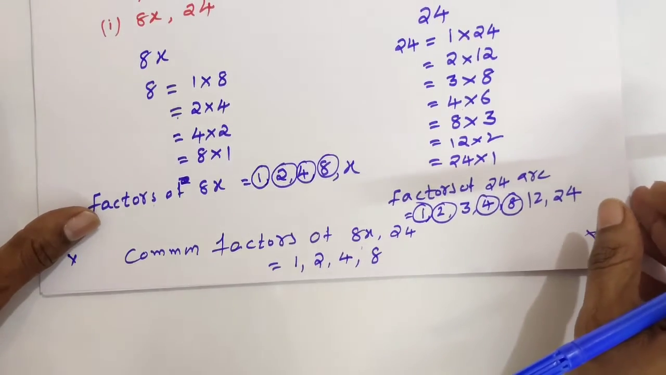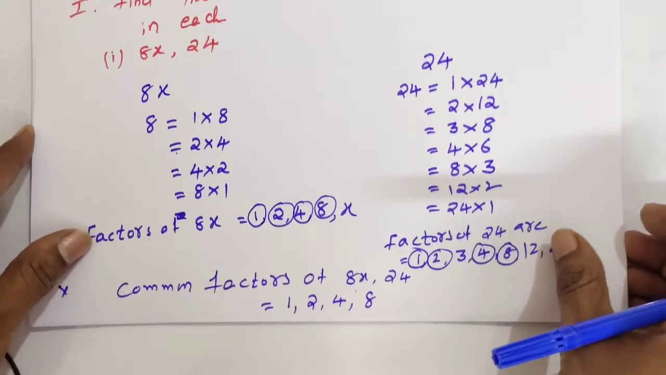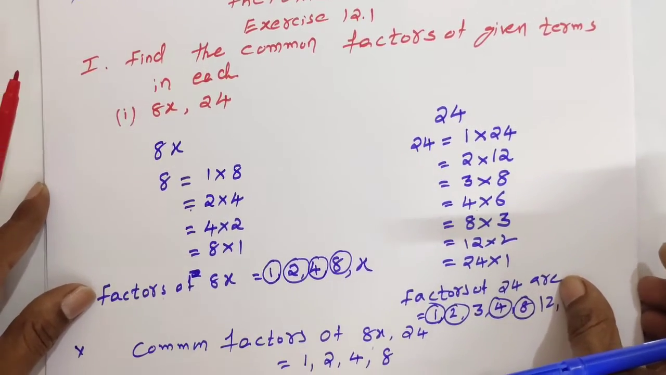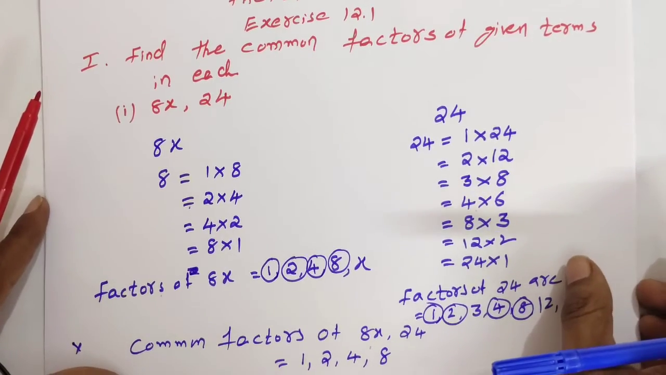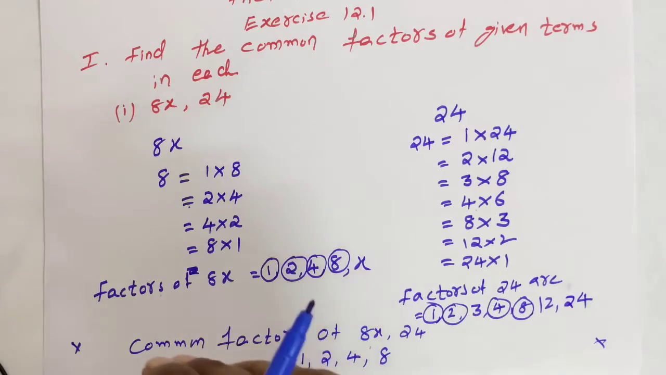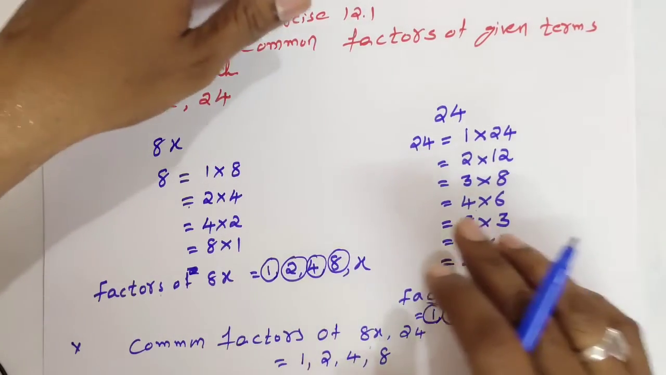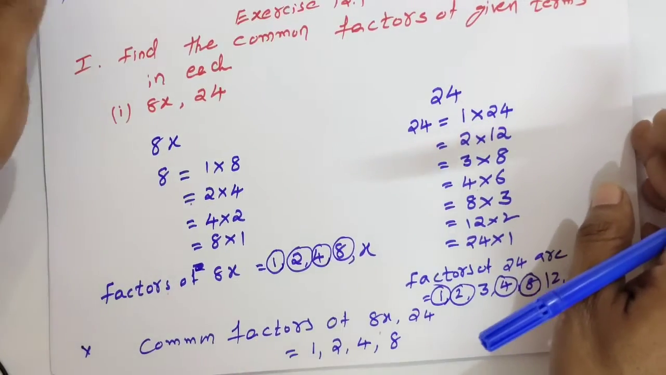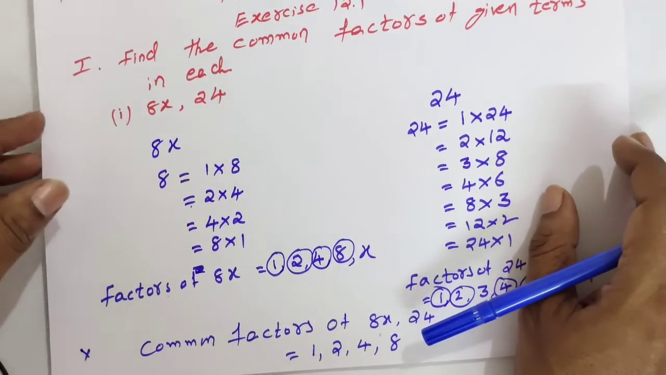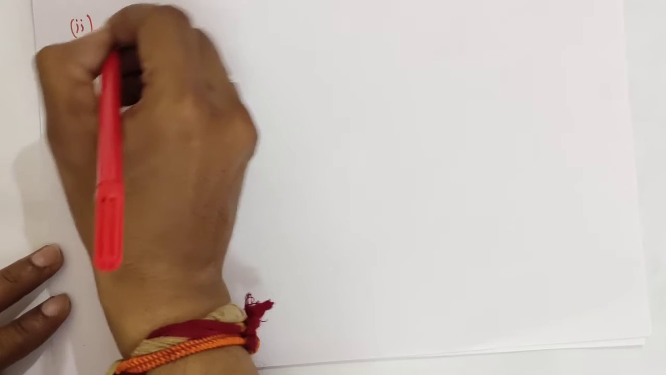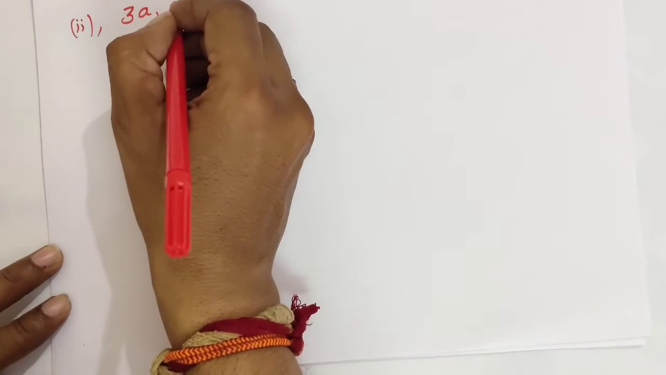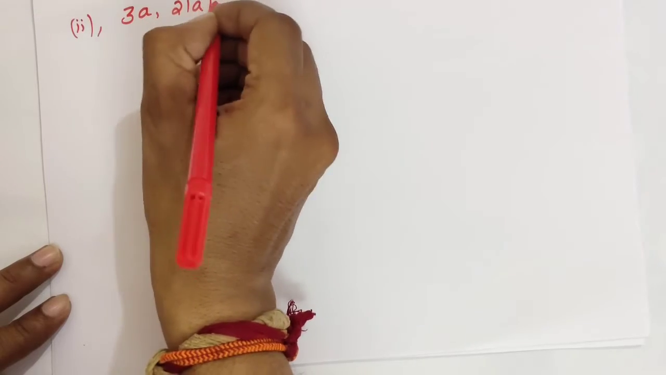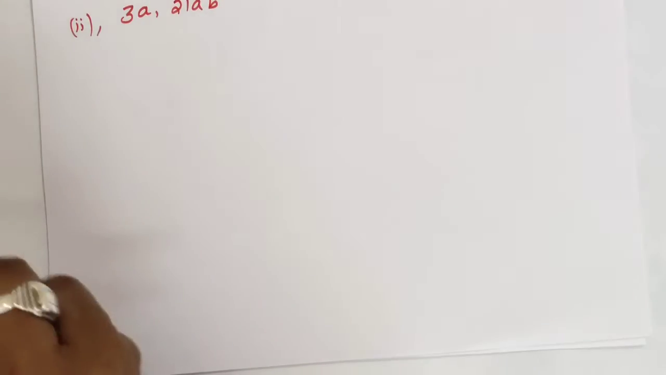Okay, now let us see one more example for better understanding. Children, you can also take notebook and pen and practice along with me, and prepare notes clearly. Now here the second one is 3a and 21ab. So this also we can write easily.